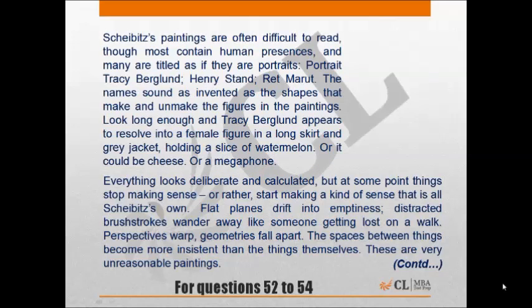Questions 52 to 54, the second passage, the passage on painting. I did not enjoy reading it. I did read it. It took me a little effort. I don't know about you, but for me it took a little effort to read. Let's go to the questions.